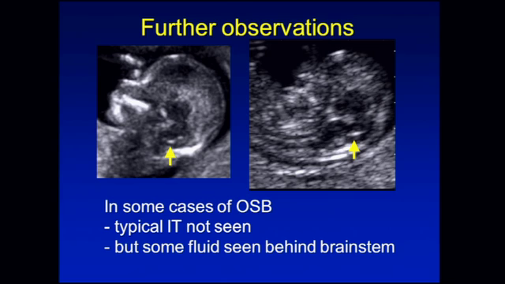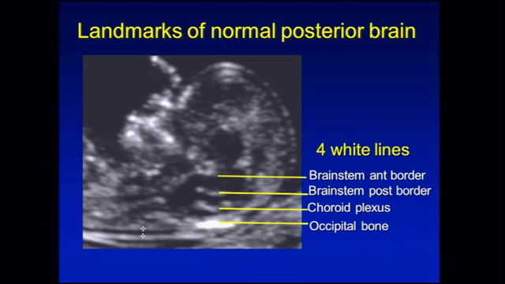However, further observation showed that in some cases of open spina bifida, even though a typical IT was not seen, there is some fluid behind the brainstem, and this could be confusing. So let's review the landmarks of the normal posterior brain. There should be 4 white lines: the anterior border of the brainstem, the posterior border of the brainstem, the choroid plexus, and the occipital bone.